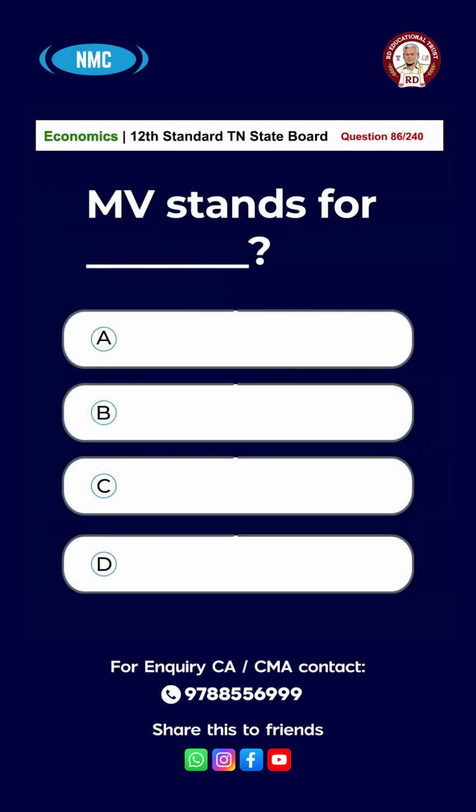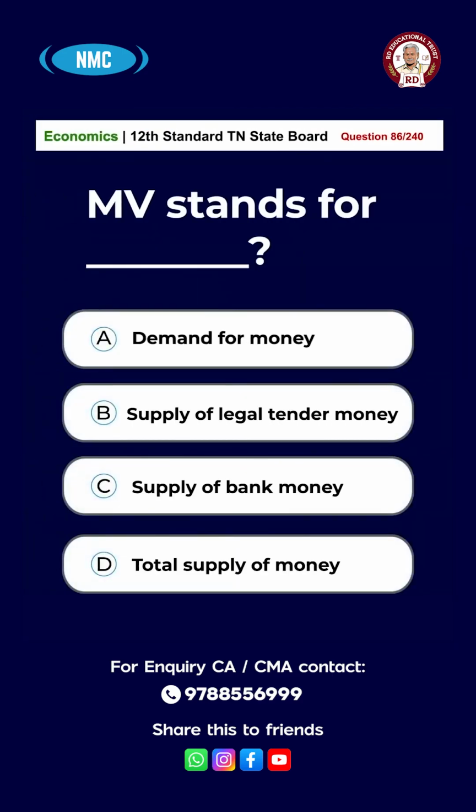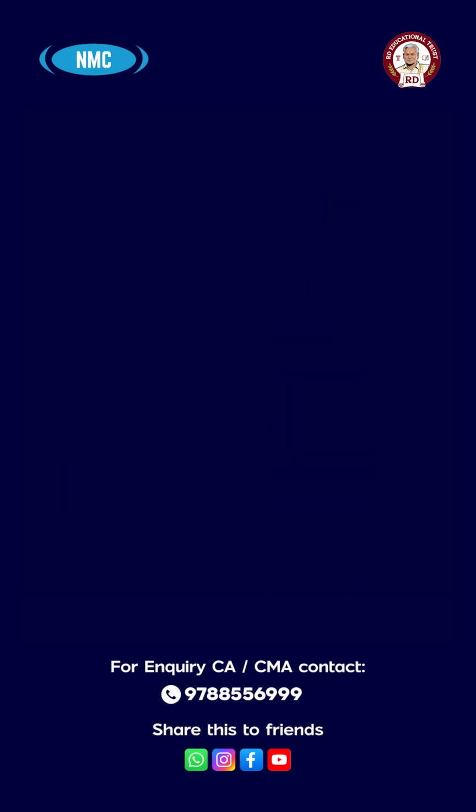Question number 86. MV stands for A, demand for money. B, supply for legal tender money. C, supply for bank money. D, total supply of money. The answer is option B, supply for legal tender money.